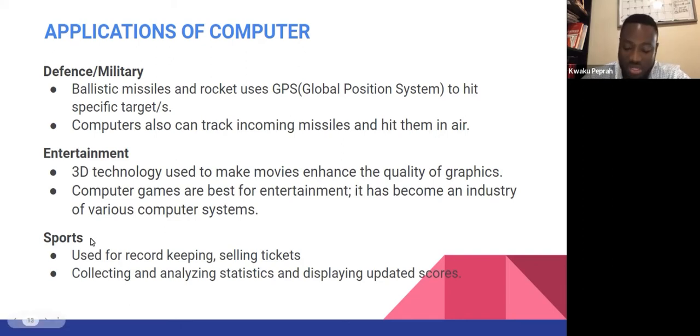In sports, computers can be used for record keeping and also selling tickets. Now, again, here in America, if I want to go to a basketball game or a soccer game, all I have to do is go online, find a website, and purchase my ticket so that I can go to the game. So as you can see, computers have a lot of different advantages.